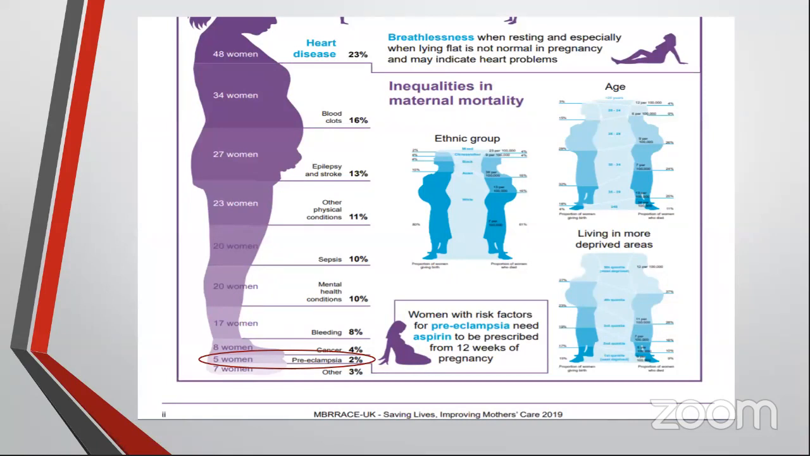Indirect cause of heart disease also, eclampsia is one of the causes of indirect maternal death through cardiac disease. We'll see later on in our talk how it will cause cardiac problems.